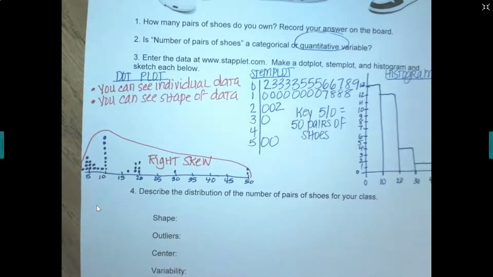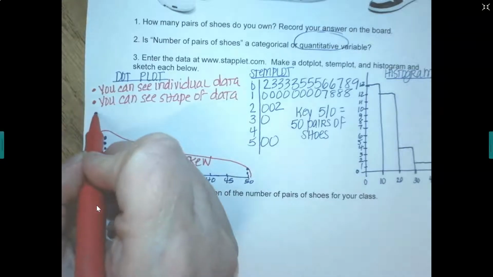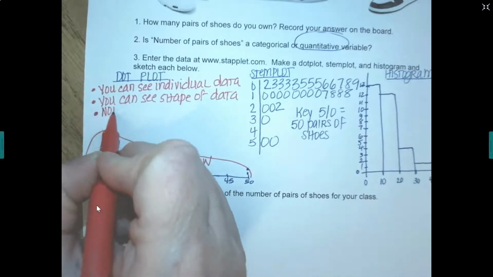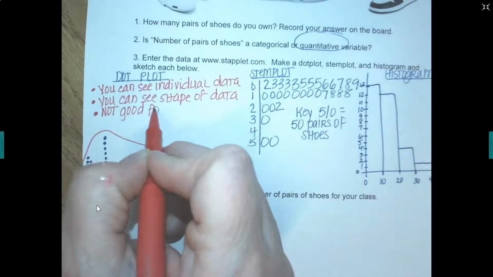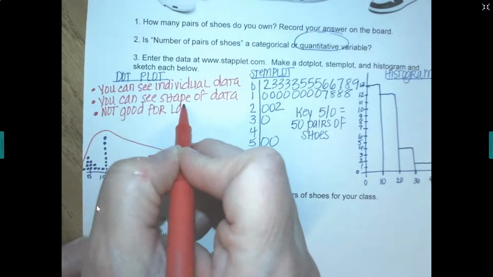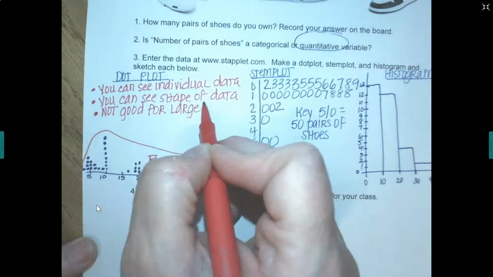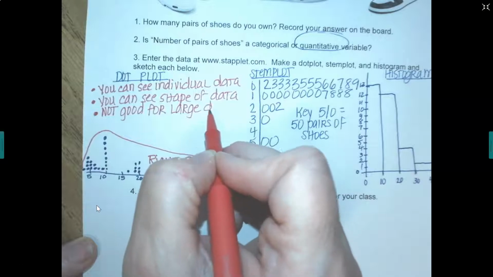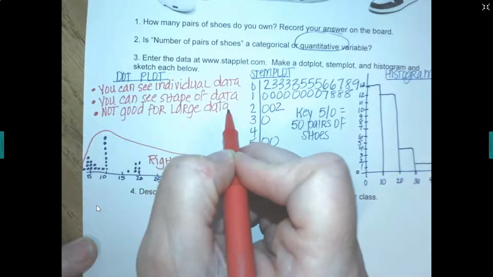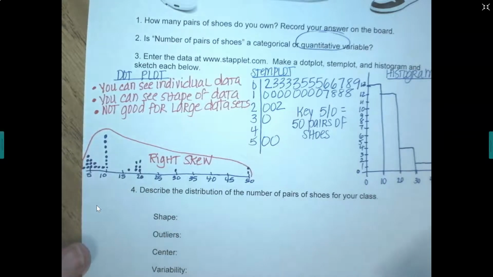The problem with a dot plot is it's not good for large data sets. You can imagine you wouldn't want to make 1,000 dots, because you can lose count easily. It's easy to get them messy, so this is better with smaller sets of data.